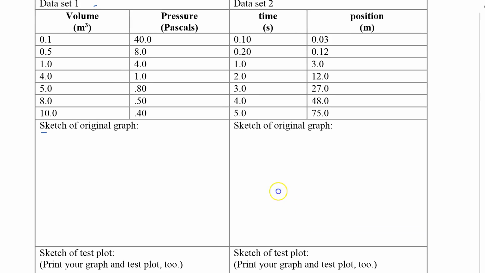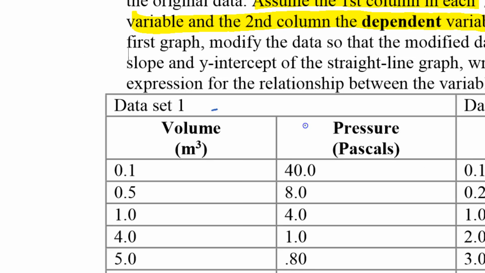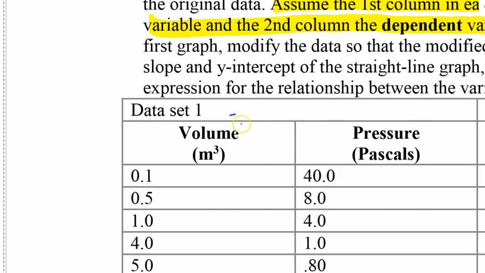Well, let's take our first piece of information. We're going to read this paragraph here, and it tells us that we can assume that the first column is the independent variable and the second column is our dependent variable. So this here is my independent variable. The independent variable is where the x usually goes, and the dependent variable is where the y usually goes.